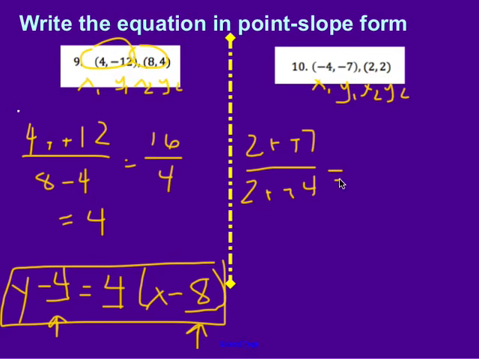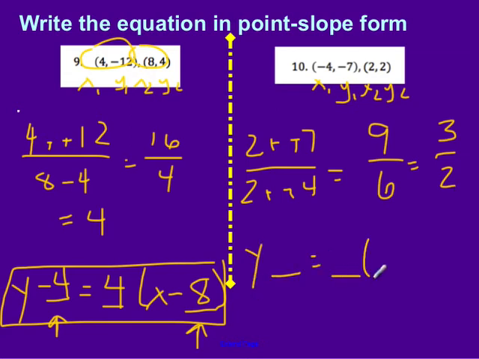Well, 2 plus 7 is going to give me 9. 2 plus 4 is going to give me 6. So 9 and 6 are both divisible by 3. So when you divide both by 3, you end up getting 3 over 2. Okay, so now let's go ahead and put it into a puzzle.